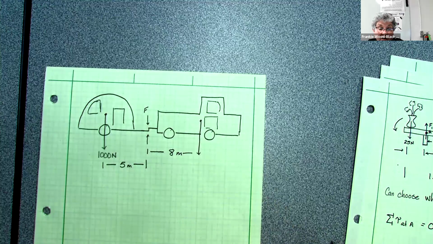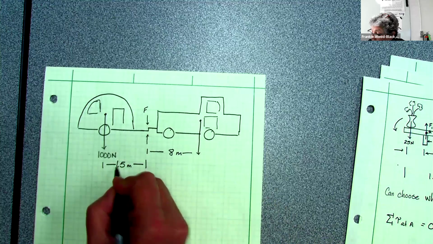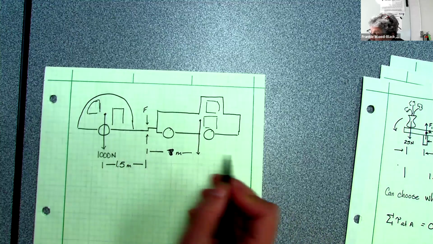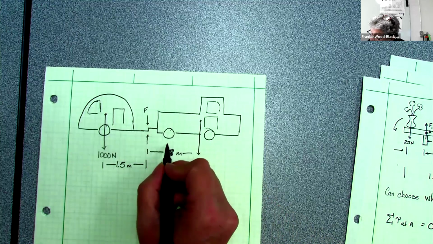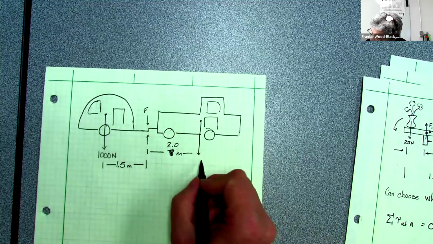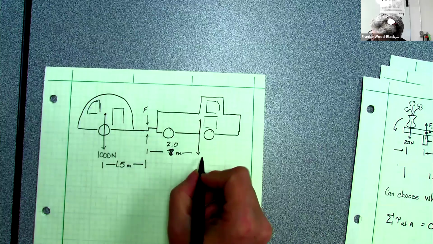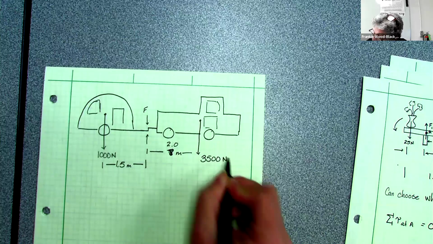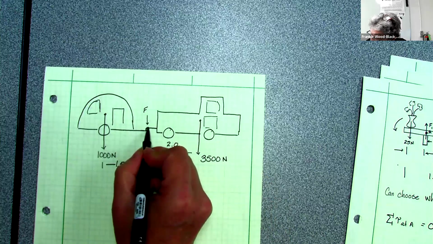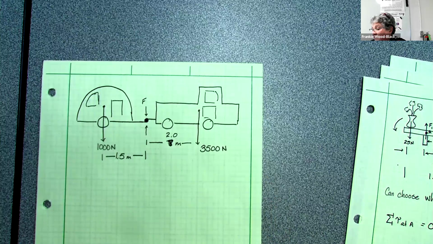Well, I've made a really big truck. Let's try that again. I really want that to be like 1.5 meters. And we're going to make this 2 meters. Yeah, that would have been a little weird. But this has a weight of, we're going to give it 3,500 newtons. And we want to know the force on our hitch.